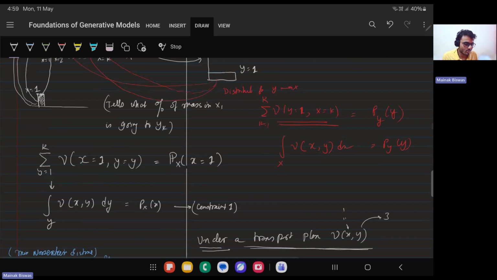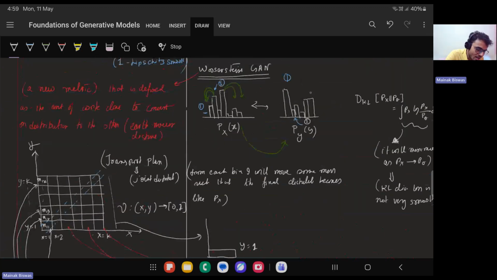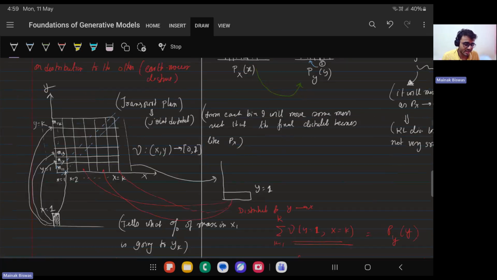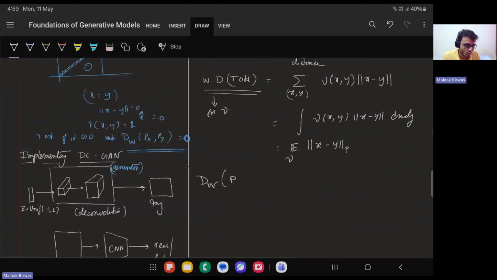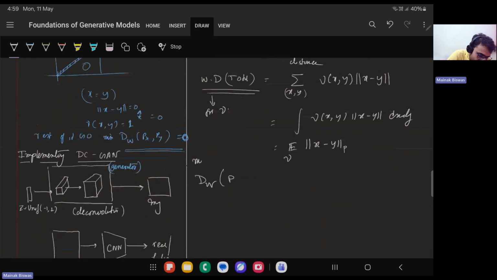In one of them, I could move my mass from these bins to this bin, which is going to be a lot more work because it's farther away. In some transport plan, I'll be closer by. So the minimum work done that I have to do, the minimum work done across all transport plans, is the W distance, the Wasserstein distance, right?